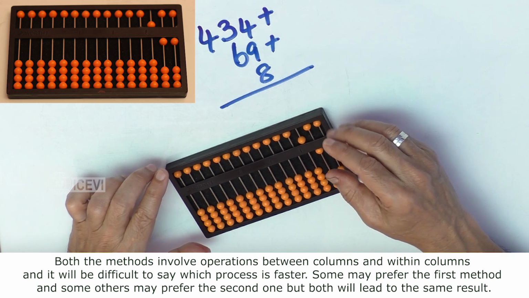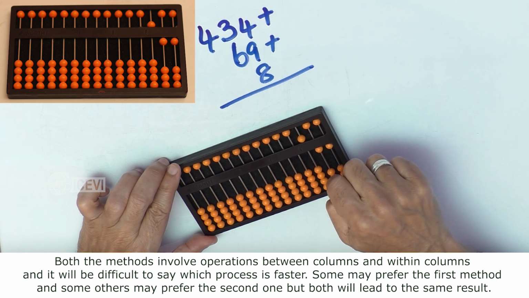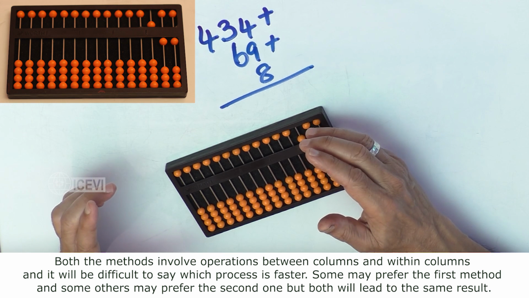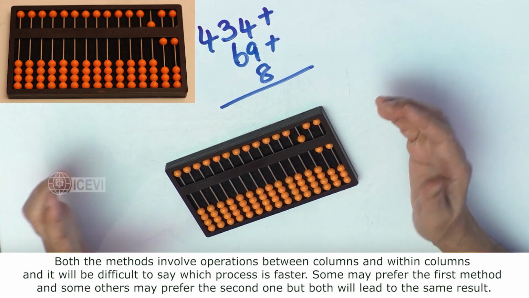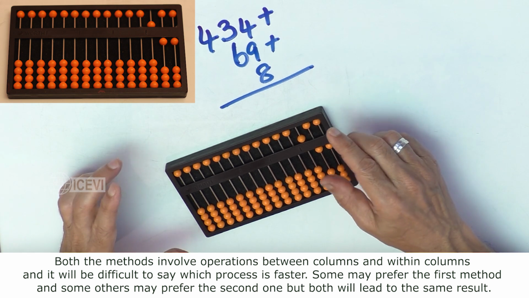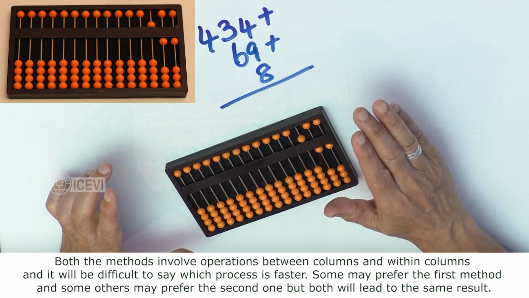Both the methods involve operations between the columns and within the columns, and it will be difficult to say which process is faster. Some may prefer the first method and some others may prefer the second one, but both will lead to the same result.